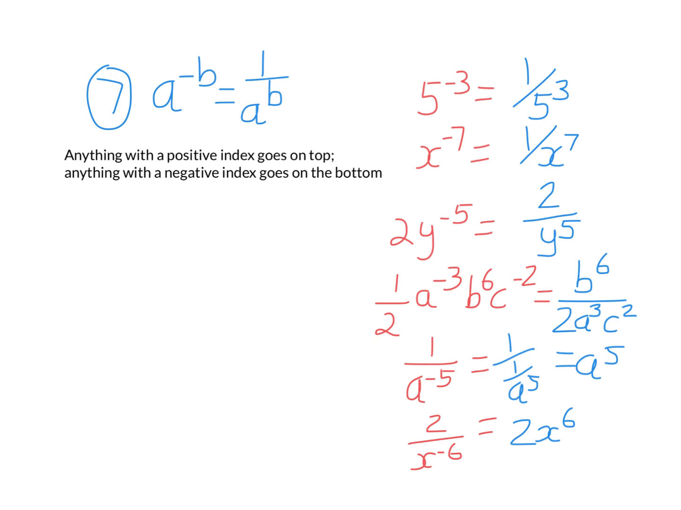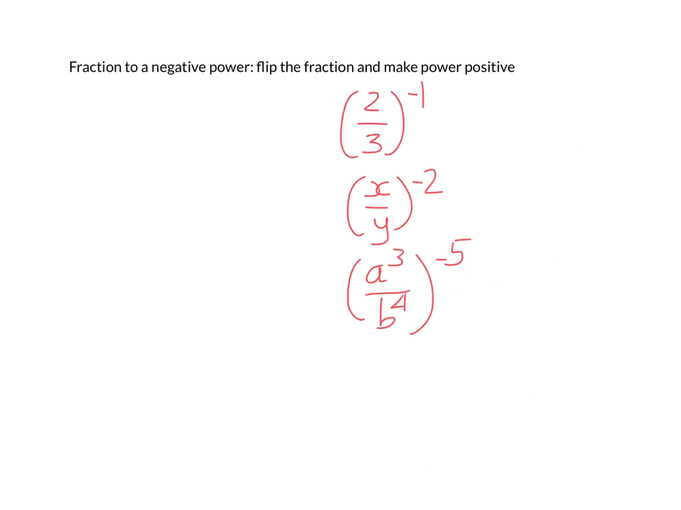So now we're going to look at what happens when you raise a fraction to a negative power. So when you raise a fraction to a negative power, you simply flip the fraction and make the power positive. So 2 over 3 to the power of negative 1. All I'm going to do is flip the fraction, change the power to positive. Of course, 3 over 2 to the power of 1 is just 3 over 2.